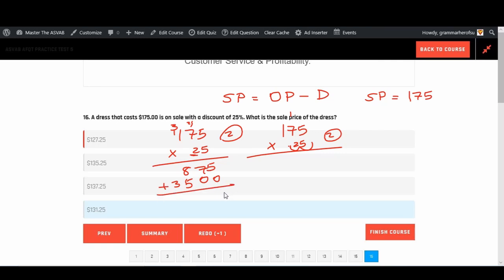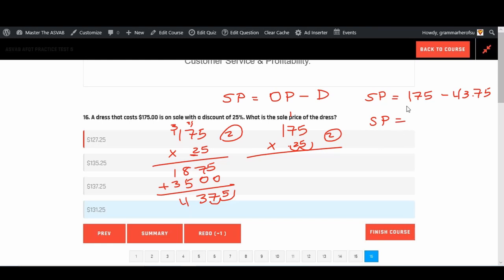5 plus 0 is 5. 7 plus 0 is 7. 8 plus 5, 8, 9, 10, 11, 12, 13. Yes, I did use my fingers to do that. Carry the 1. 3 plus 1 is 4. We're not done yet. We have to shift our 2 decimals back in. 1, 2. So I know the discount is going to be 43.75.